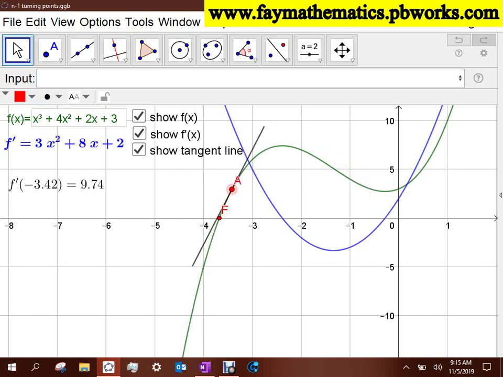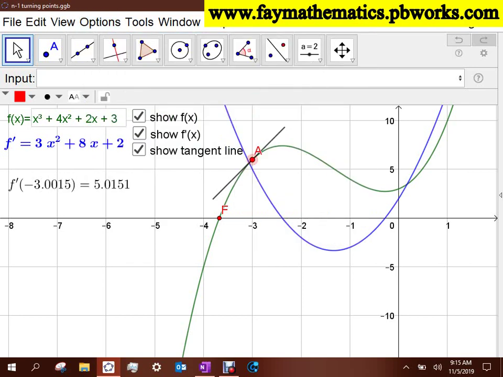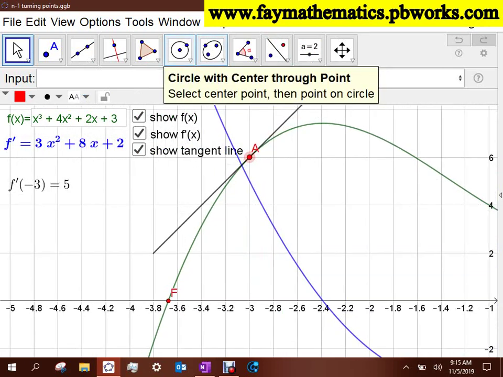Okay? So let's see if I can get a to be at like negative 3. This thing's touchy. Come on. There we go. Okay. Now if I were to round this to a couple decimal places, I'm really not at 3. Let's see if this will work. There we go. That looks better. Snap. There we go. Awesome.